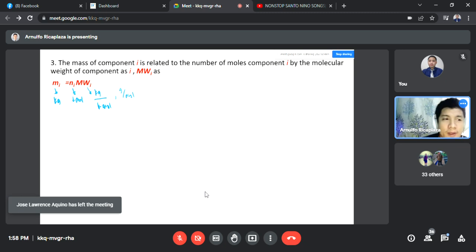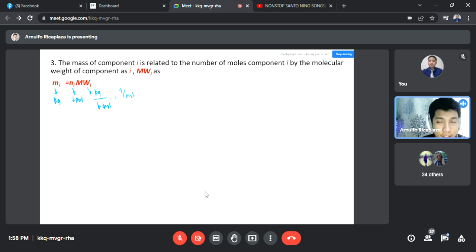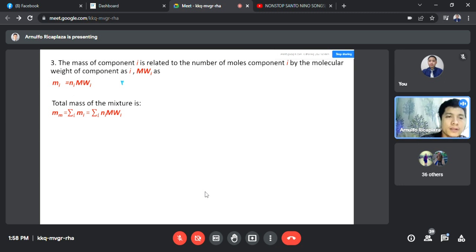So that is where it comes from: the molecular weight, the number of moles, and the mass. If we do unit analysis, the number of moles times the molecular weight cancels out, leaving kilogram. Therefore, to find the molecular weight, it is equal to m over n. That's why you see the unit is kilogram per kilomole.